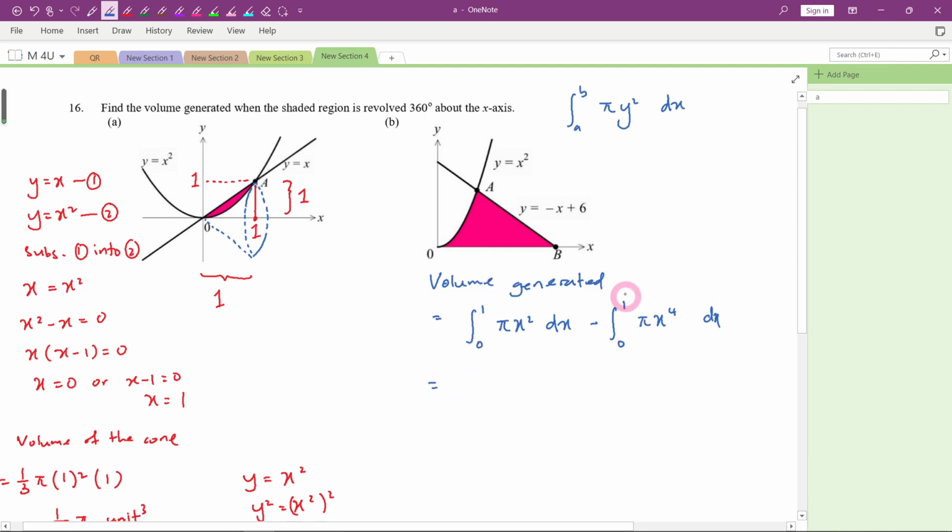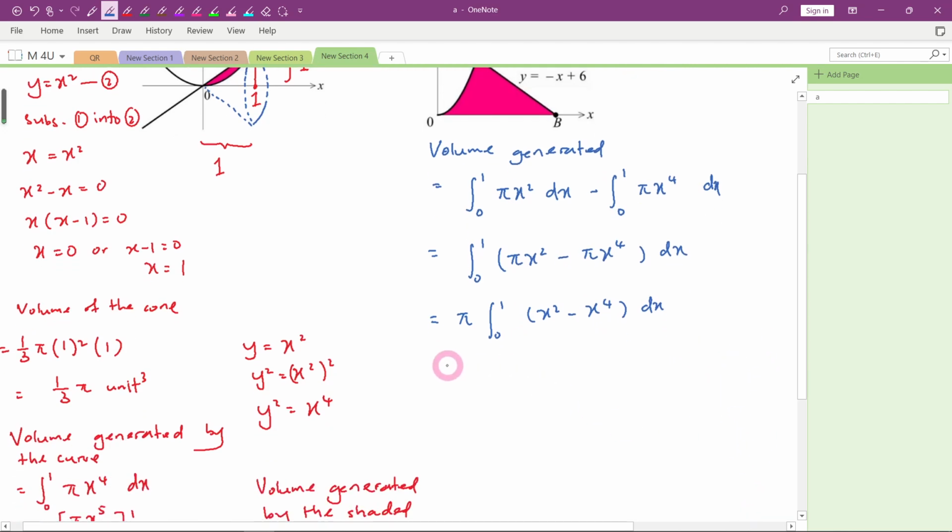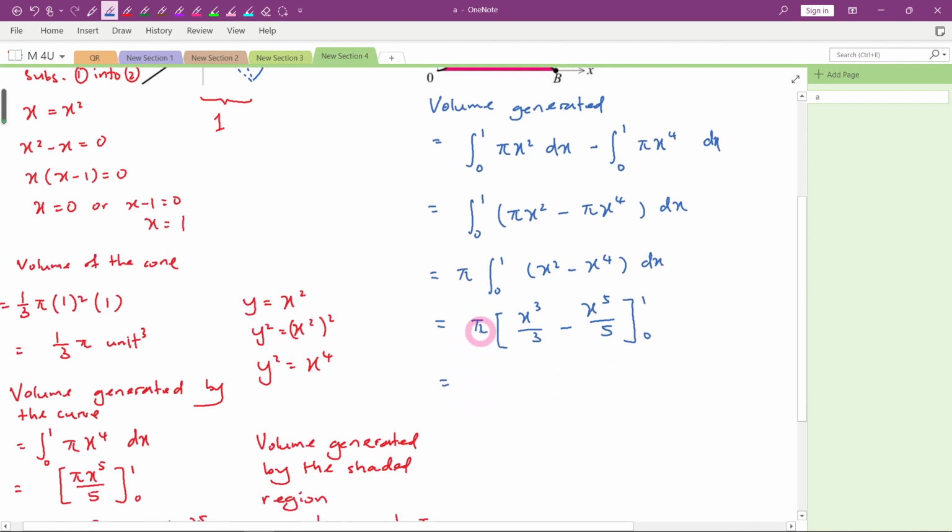Since you know the limits are actually the same, lower limit and upper limit the same, you can combine them together. Like this. The pi, you can just bring it out. Okay, now we can start to do the integration. X power 2 plus 1 you get 3, here you write 3 also. 4 plus 1 you get 5, here you write 5 also. Okay, 1, 0. Remember this, the pi you have to write 2 times.